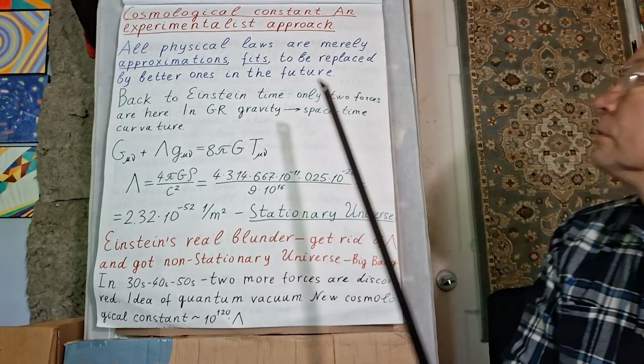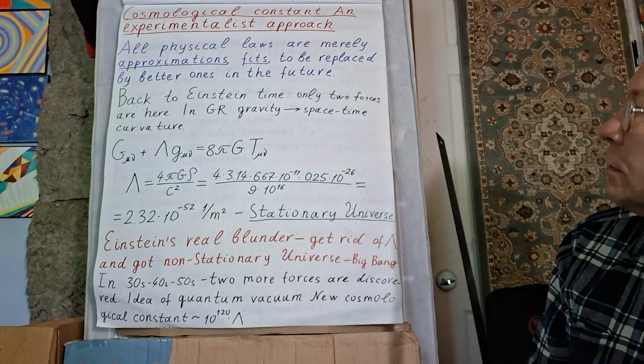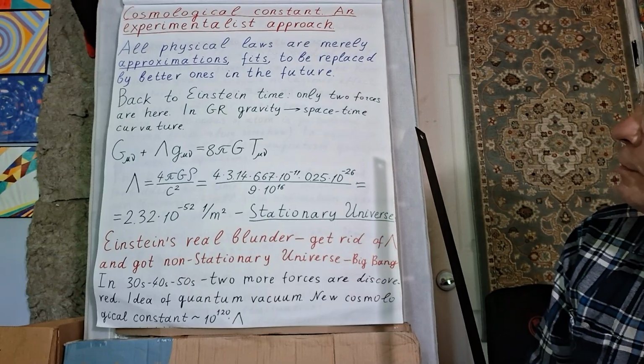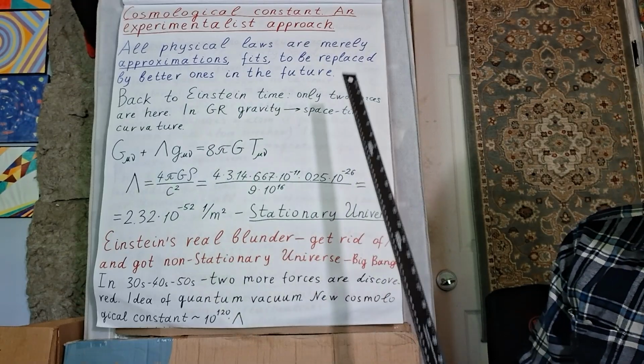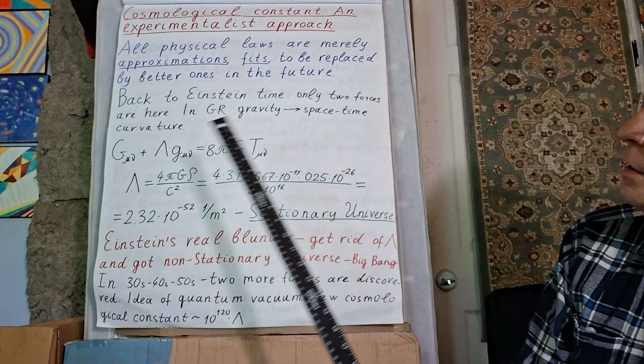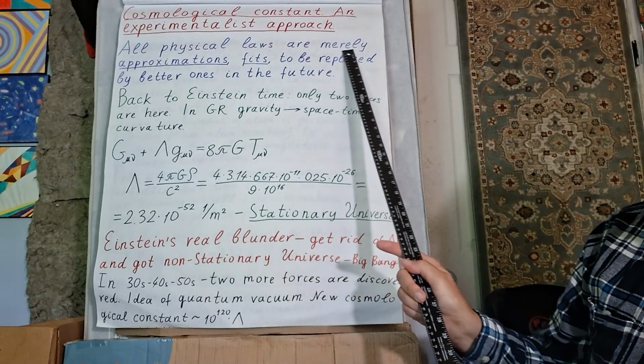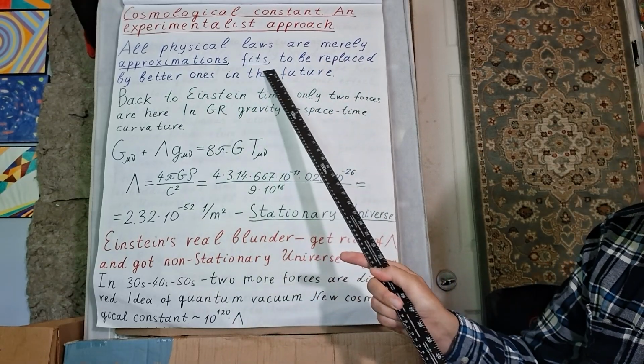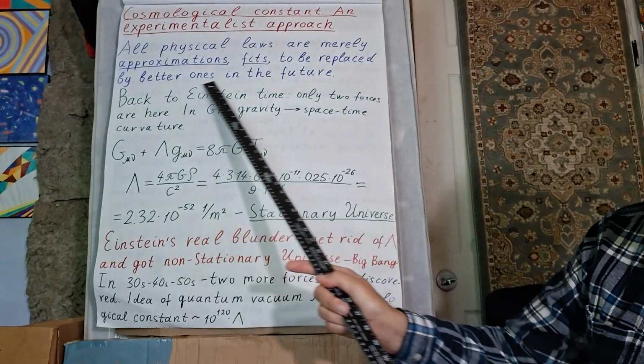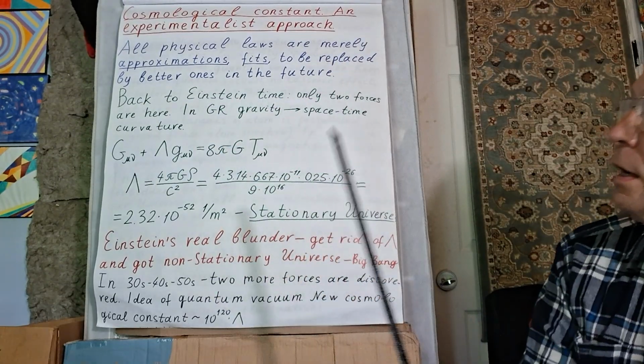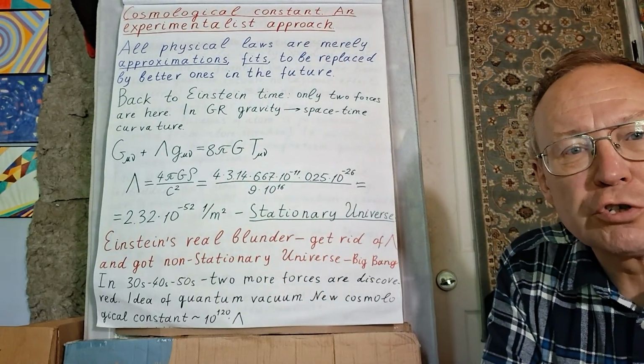Today's presentation is about the cosmological constant, an experimentalist approach. The overall idea of this approach is that all physical laws are merely approximations, fits, to be replaced by better fits in the future. Now, what's the problem with the cosmological constant?